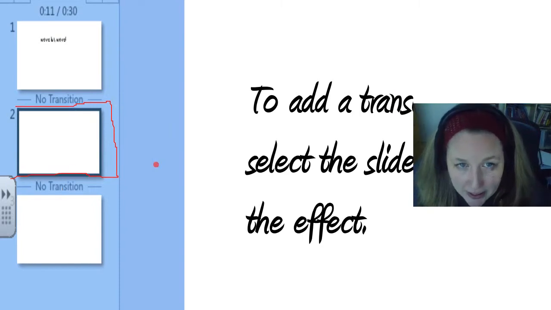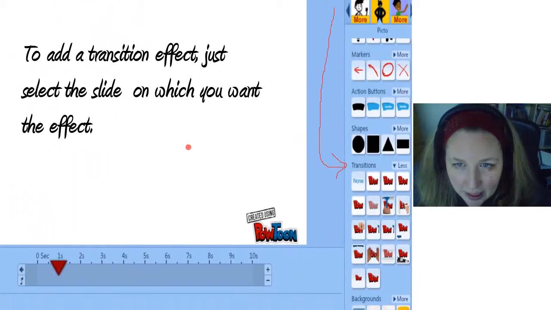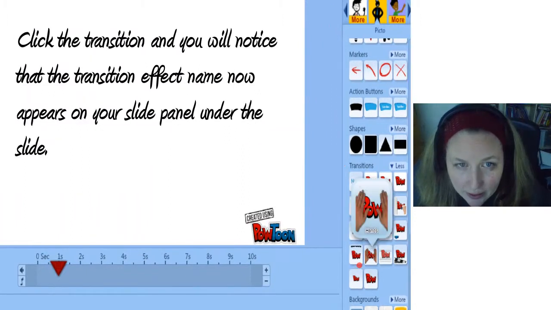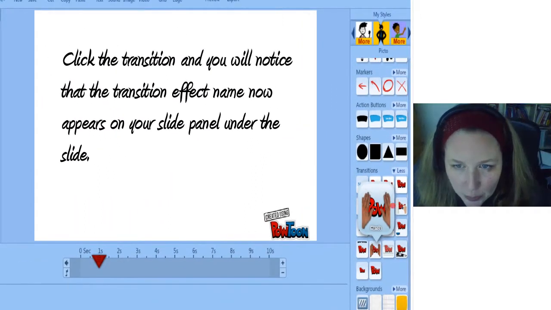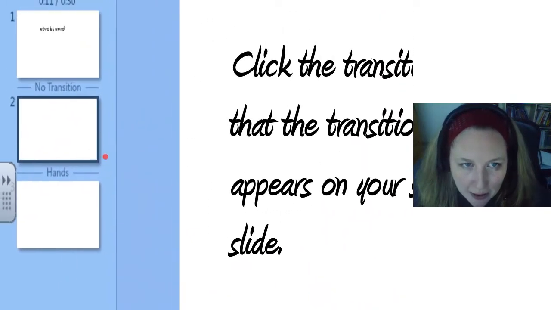So I'm just going to select my slide like that, right? And then I'm going to click on the transition that I want. So let's say I want the hands. So then this will show up here. The hands, I've clicked it, and now you can see on your slide panel, this is telling me on this particular slide, the hands are going to show up at the end as a transition effect.